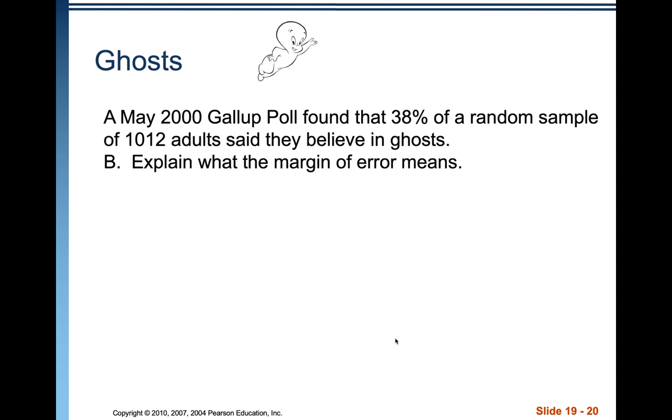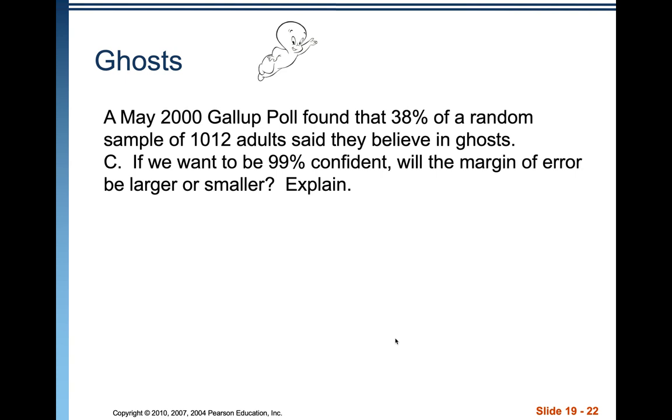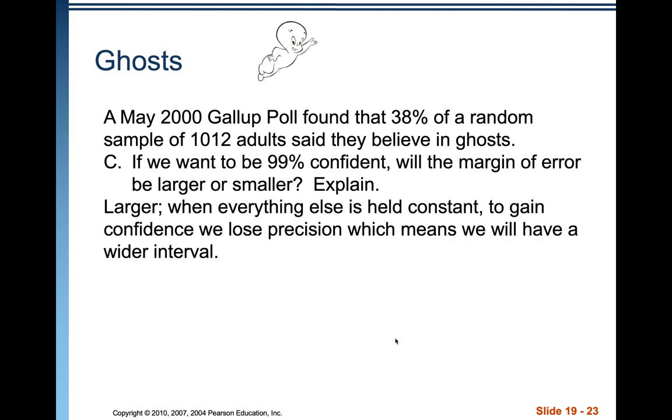Explain what the margin of error means. The pollsters are 90% confident that the true proportion of adults who will say they believe in ghosts falls within 2.5% of the estimated proportion, 38%. If we want to be 99% confident, will the margin of error be larger or smaller? Explain. It's going to be larger. When everything else is held constant, to gain confidence, we lose precision, which means we will have a wider interval.